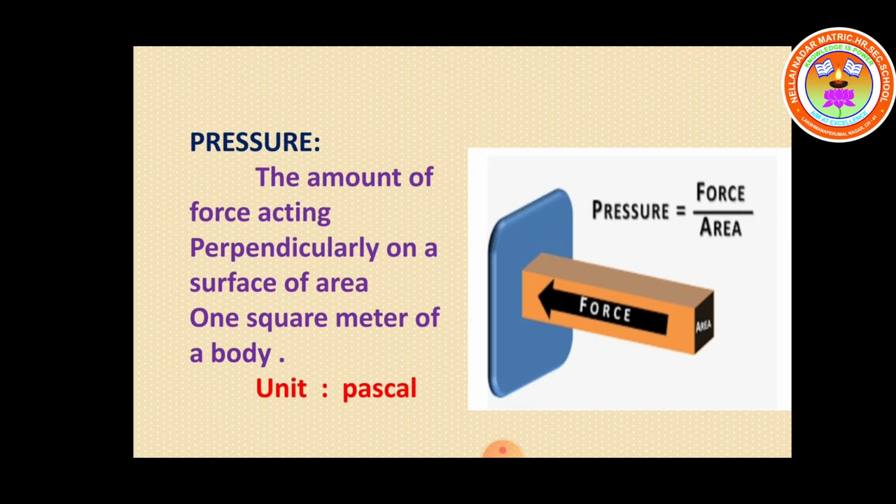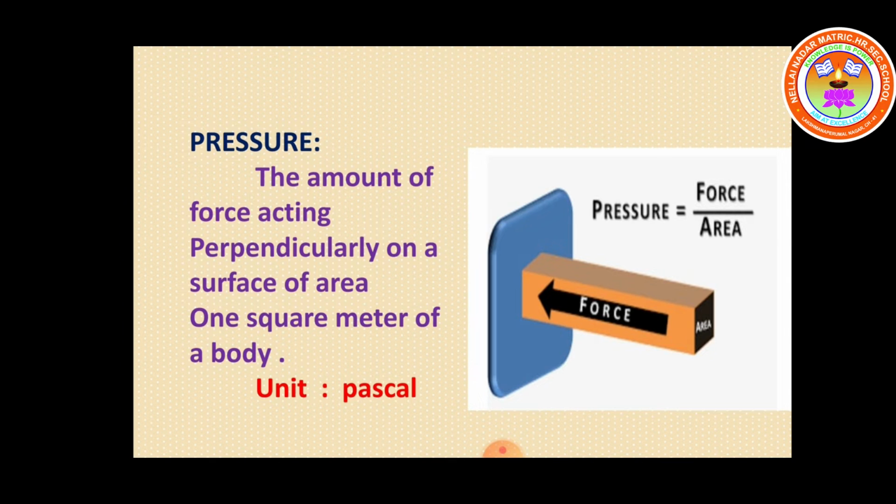So what we discussed first is what thrust is, and second what pressure is. The amount of force acting perpendicularly is thrust, isn't it? The thrust is acting on where? The surface area on a body. That is taken as pressure. What is the unit of pressure? The SI unit of pressure is Pascal, or we can write one more unit also.